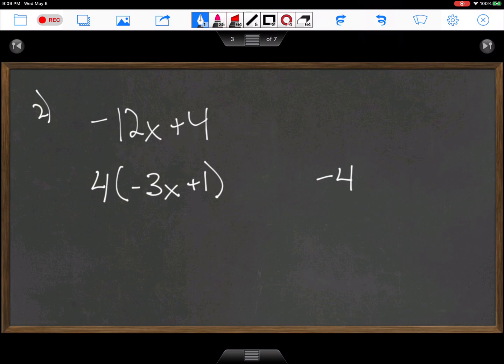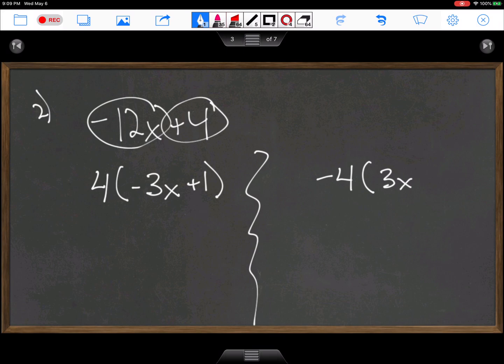So let's look at what that looks like if I factored out a negative 4. If I divide my first term by negative 4, I'd have 3x. And if I divided my second term by negative 4, I'd have a negative 1. So it's the same thing, just the inverse of my positives and negatives. I personally lean toward this one, but they would both be mathematically correct.